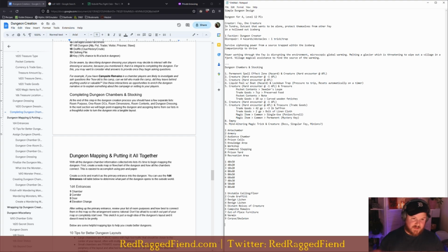So the one thing that we haven't included so far, and it's the first thing we talk about in the dungeon mapping section, is the entrance to the dungeon.